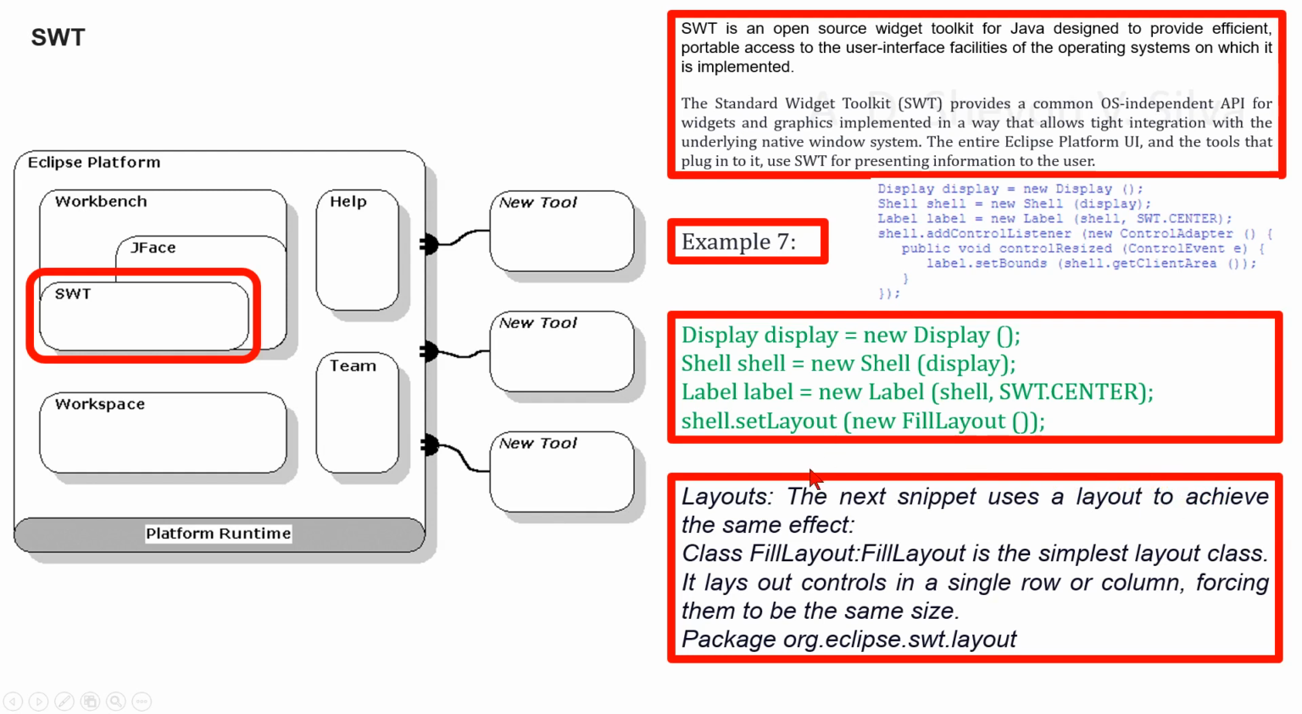Now we are considering layouts. The next snippet uses a layout to achieve the same effect. Class FillLayout. FillLayout is the simplest layout class. It lays out controls in a single row or column, forcing them to be the same size. This is in the package org.eclipse.swt.layout.